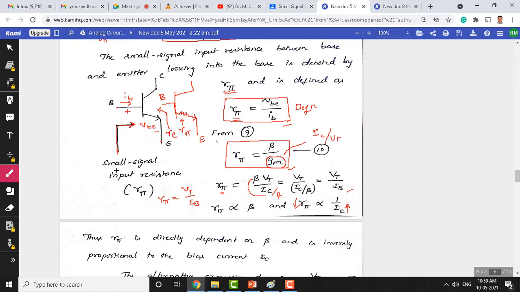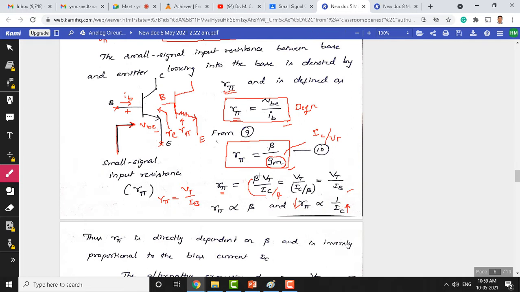This is called the small signal input resistance. As you can see, we are measuring between these two points, the base and the emitter, by looking into the base terminal of the bipolar junction transistor. For the mathematical expression, we started with a definition. The definition of resistance is voltage by current. In this case, it is VBE, a small signal voltage, by the small signal current. So that is the definition for R pi.